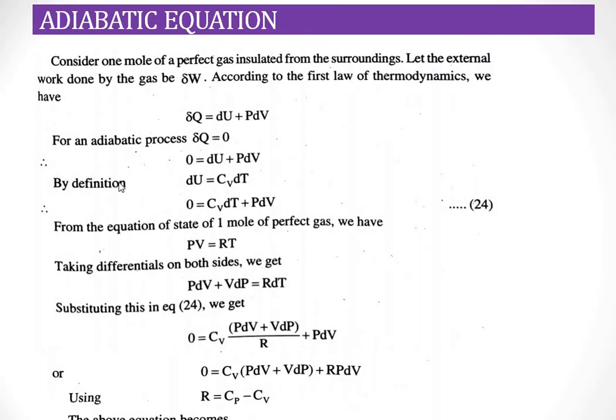We already discussed the equation of state for an adiabatic process, that is PV to the power gamma is a constant. Now we can derive the equation of state for an adiabatic process, PV to the power gamma is a constant, from the first law of thermodynamics. So that is the adiabatic equation. Now we are going to find the adiabatic equation from the first law of thermodynamics. We know that from the first law of thermodynamics, delta Q is equal to dU plus P dV.